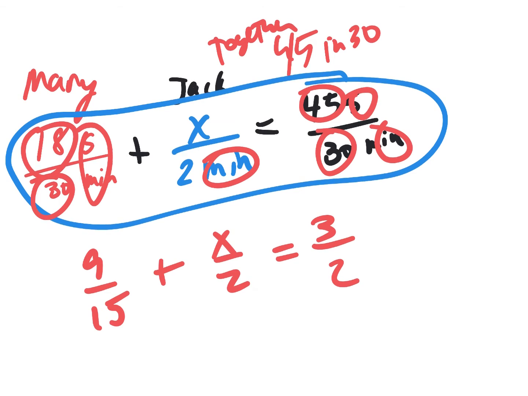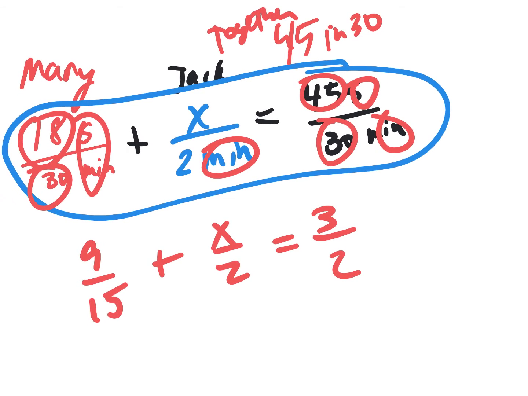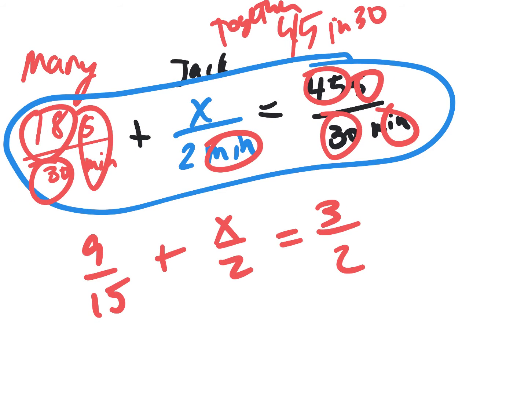9 fifteenths. Okay, so you're just saying I should reduce 9 fifteenths further. Is that what you're saying? Yeah, I agree, so let's do that. What's 9 fifteenths reduced to? 3/5. Okay, I like it.